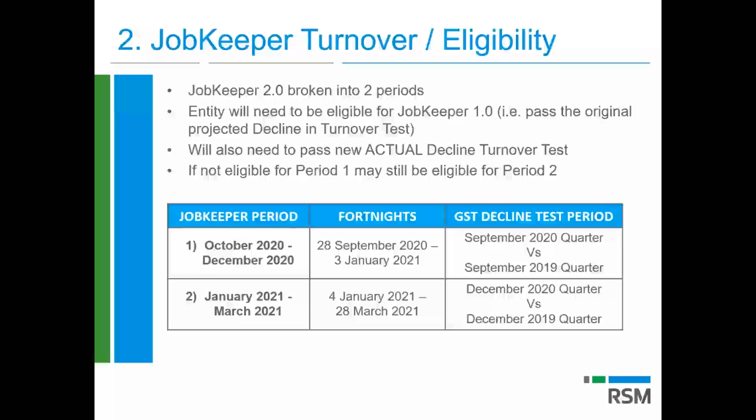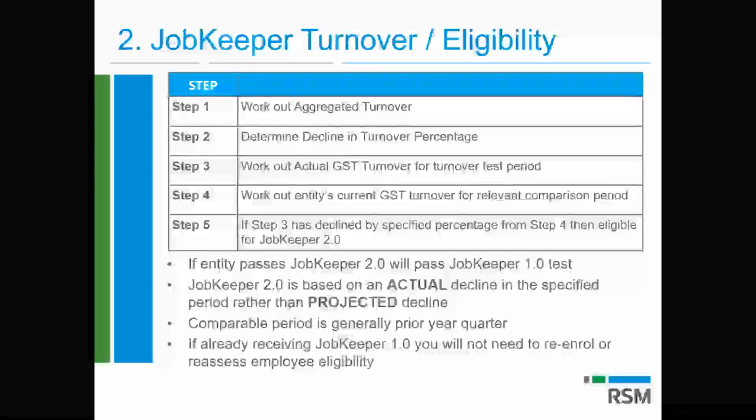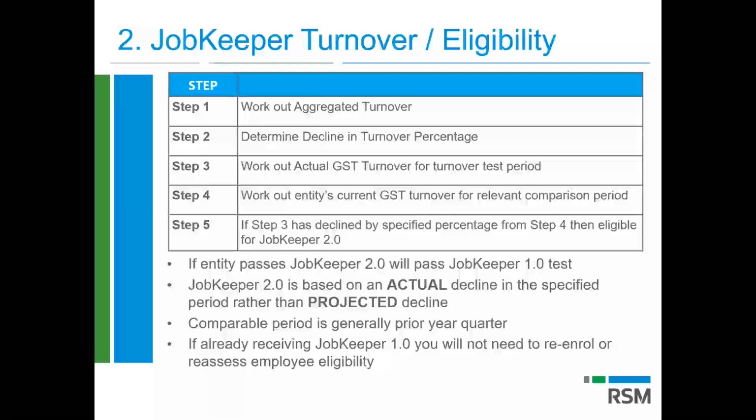Moving on, let's look at what you actually need to satisfy as far as the actual decline in turnover test is concerned. There's essentially a 5-step process, as you can see on the slide now, which starts with working out the entity's aggregated turnover, determining the relevant decline in turnover percentage, working out actual GST turnover, working out current GST turnover for the comparison period, and then ultimately running the analysis to see whether the entity is in or out of JobKeeper 2.